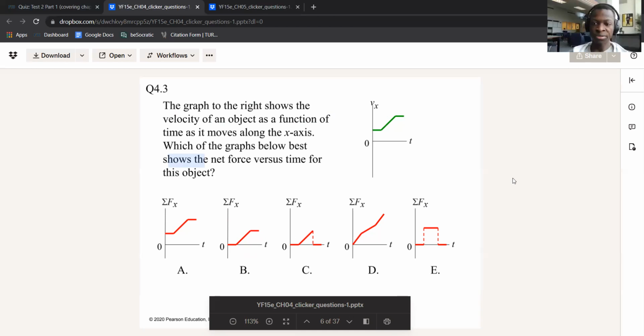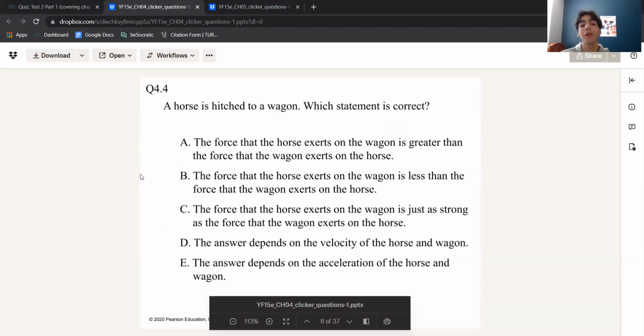Yep, I agree with you guys on that. All right, perfect. Now we can check and see. And we were correct, it's E. All right, now we can move on to 4.4.